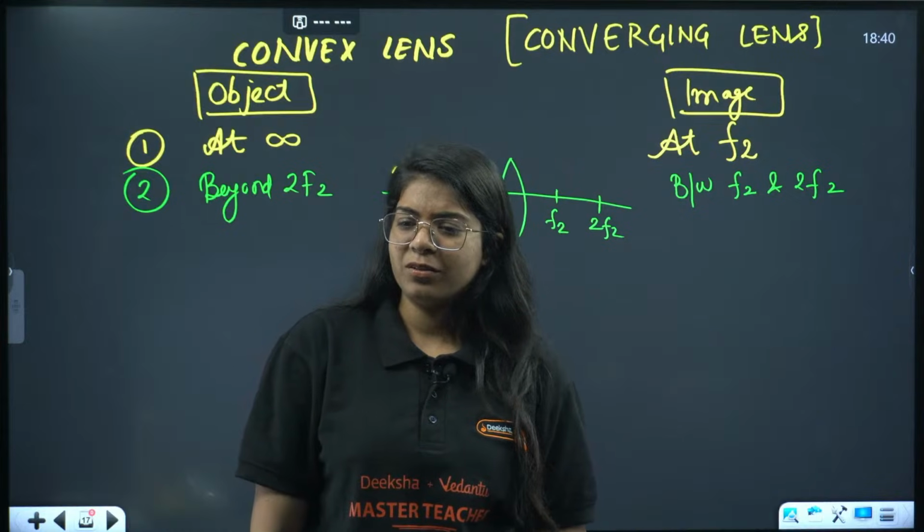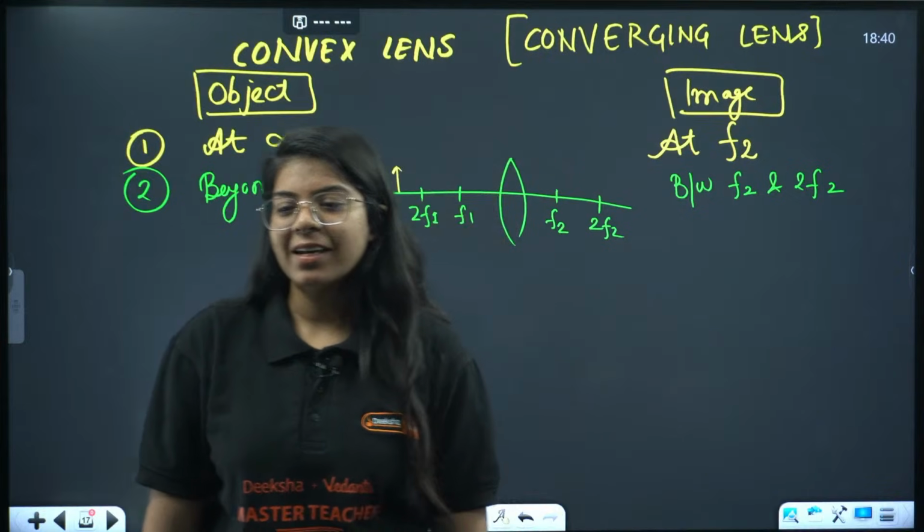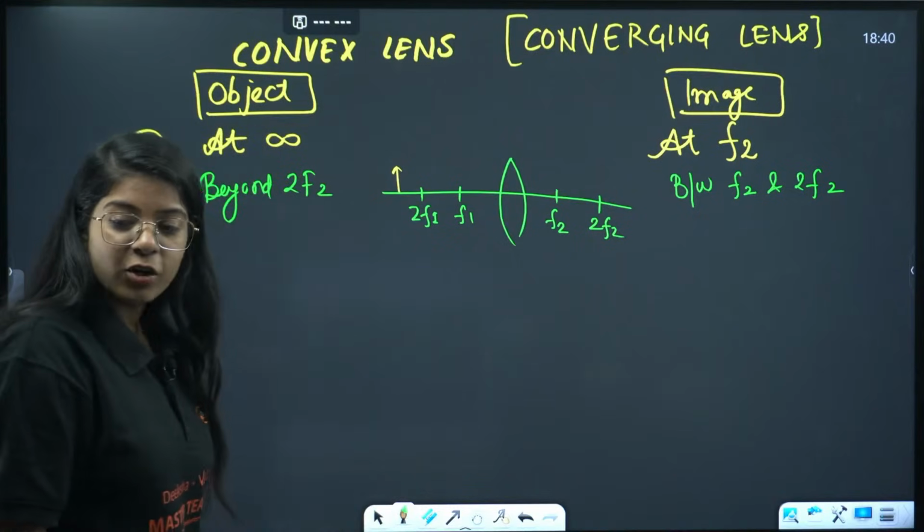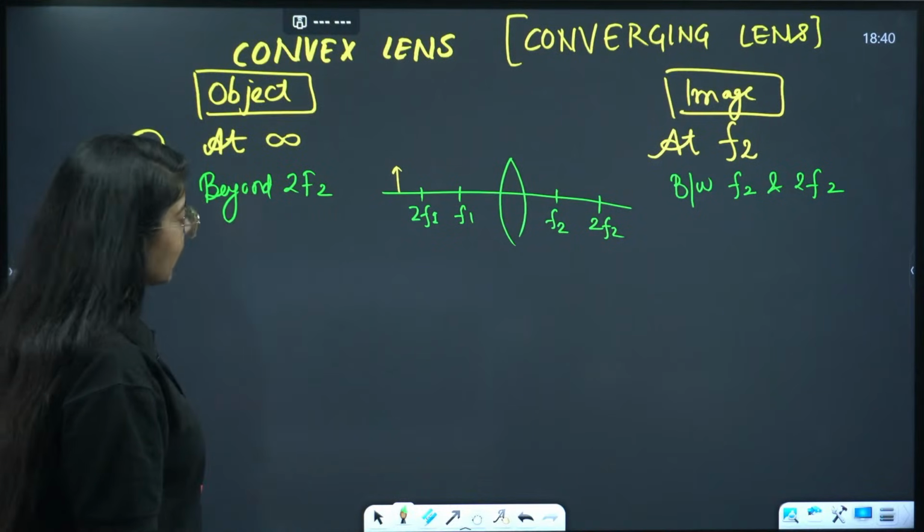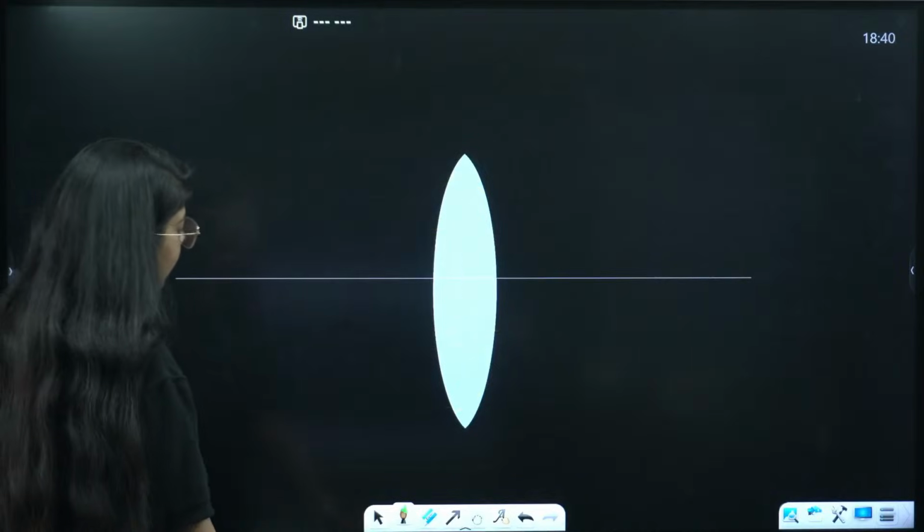Very good, very good, very good. ठीक है? ठीक है. चलो, very good. We have the answer as between F2 and 2F2. Let us make it again.